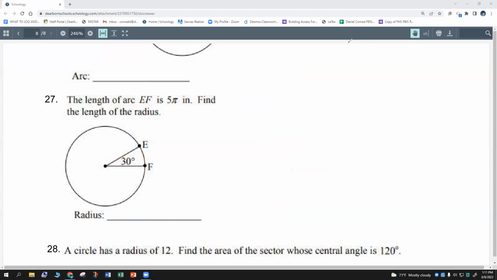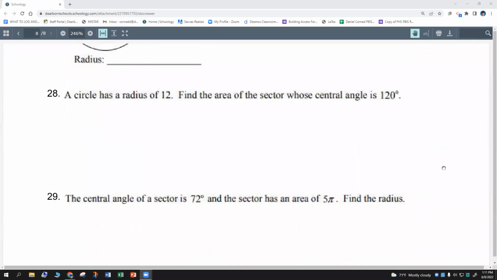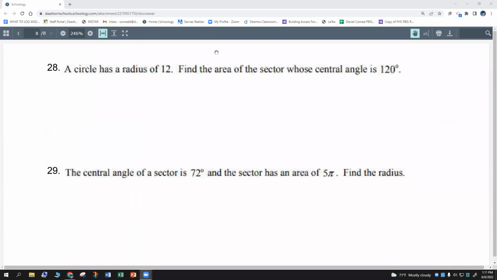So those are the two on arc length. The last two here are on sector area. So our sector area equation is very similar, x over 360, except instead of multiplying by the circumference, we're going to multiply by the area. It's a fraction of the total area of the circle. The total area of the circle is found by doing pi r squared, so we have some fraction times pi r squared.